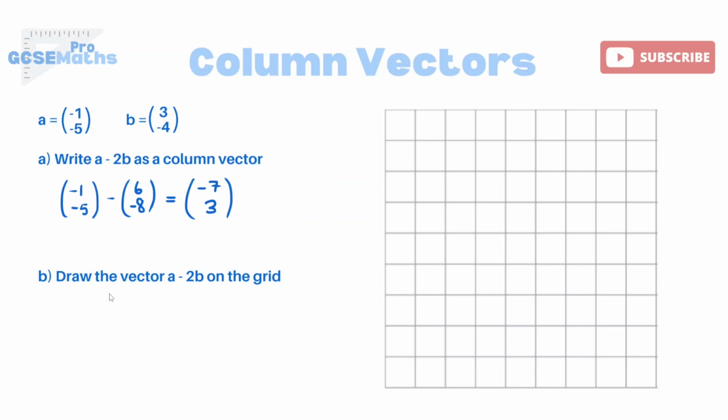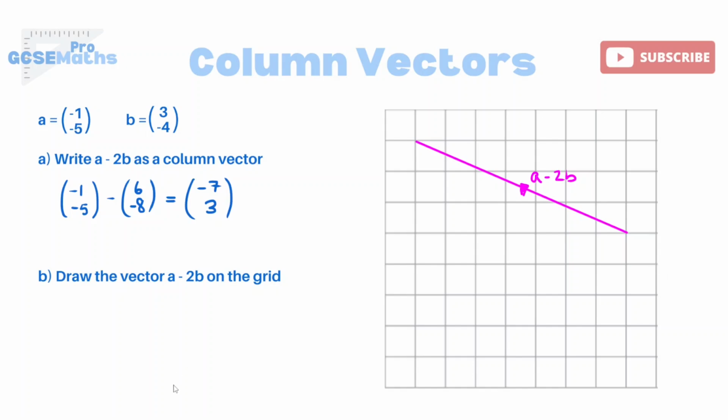Then as you can see, part B is to draw the vector A minus 2B on the grid. So drawing the minus 7, 3 on the grid. So minus 7 means we're going to the left by 7, and then 3 means we're going up by 3. So that's our line. It's obviously important to point the arrow in the correct direction. Because we're going up and we're going left, we're going to be pointing the arrow this way, aren't we? So that is A minus 2B as a vector.